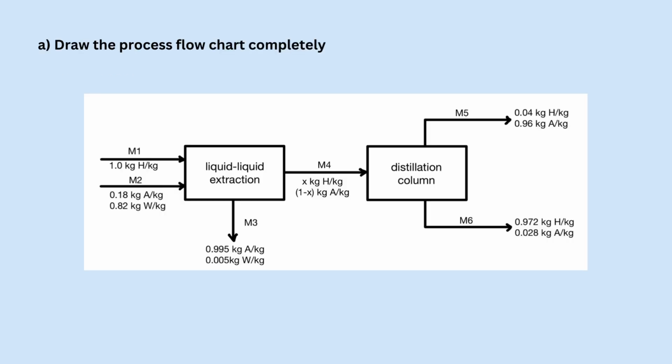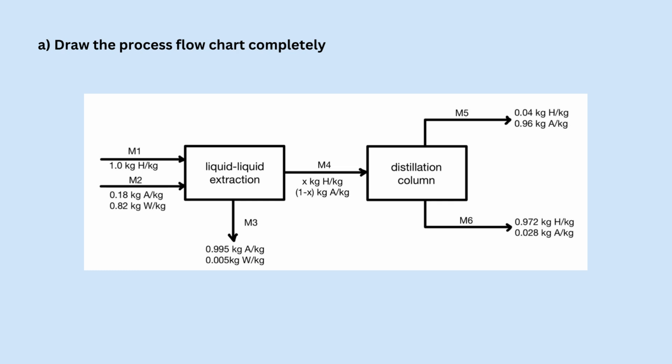For question A, we need to draw a process flowchart completely. The question states that acetic acid and water is being fed to the process. We are given that the mass fraction of the acid is 0.18, and if the balance is water, we know that the mass fractions need to sum up to 1. So, the mass fraction for water must be 0.82.